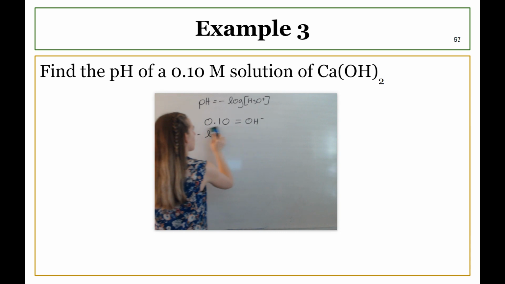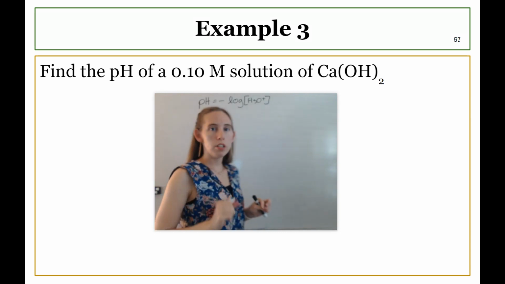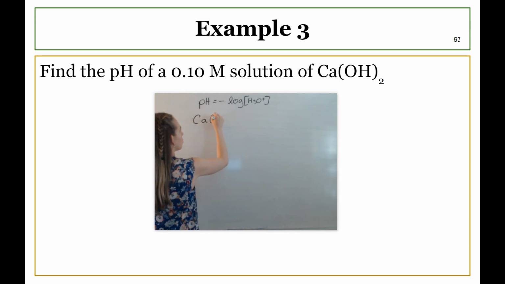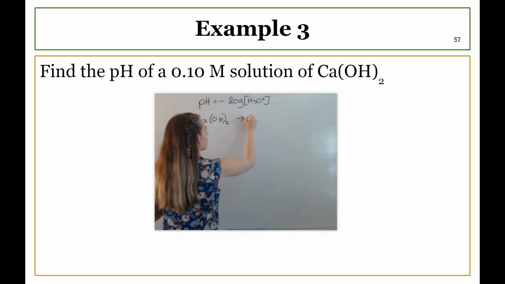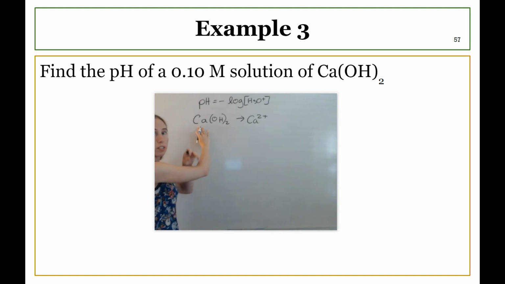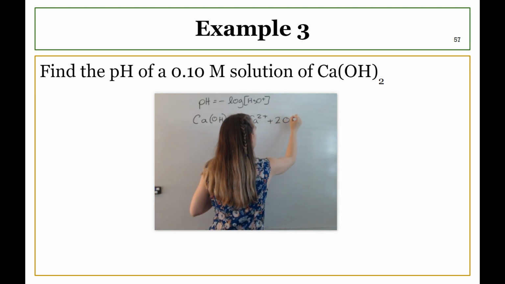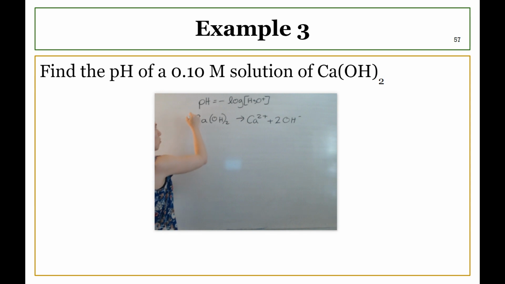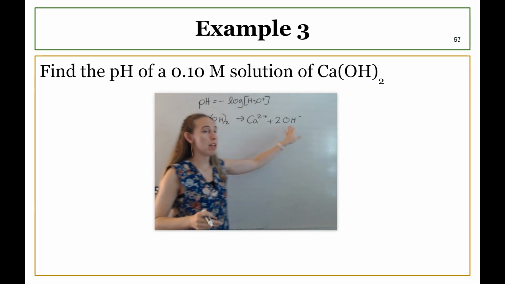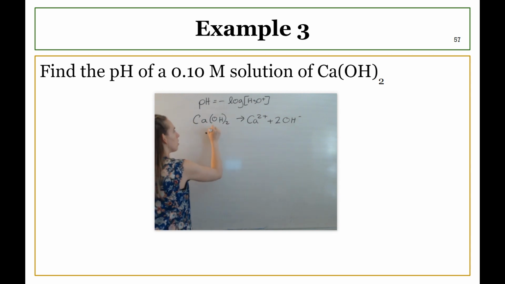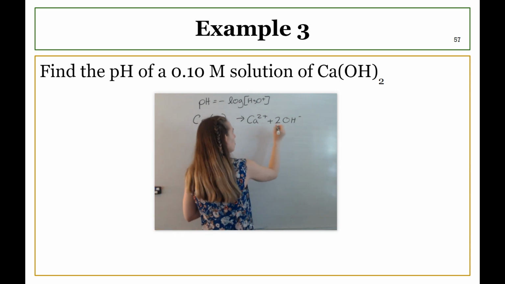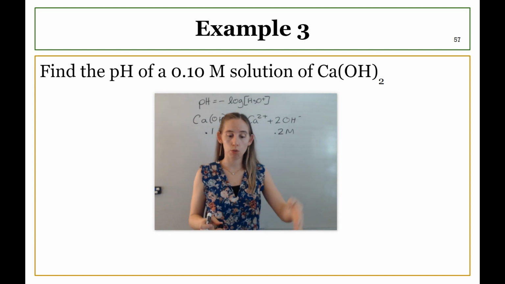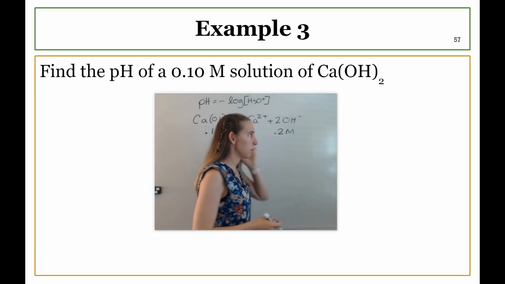Calcium hydroxide is a strong base. But notice in your compound, you have 2 hydroxides. So when we write out our dissociation reaction here, it's going to dissociate into calcium with its 2 plus charge and 2 hydroxides. We needed 2 in order to make this a neutral compound. So for every one of these, look at our ratio, 1 to 1 to 2. For every one of these, we have twice as much hydroxide. So since we have a molarity of 0.1 calcium hydroxide, we'd have 0.2 molarity hydroxide. That's just the next step that you have to use when you have a base with 2 hydroxides.